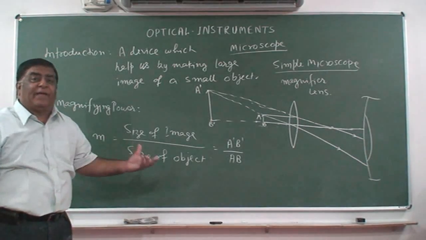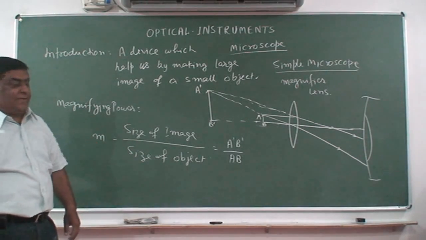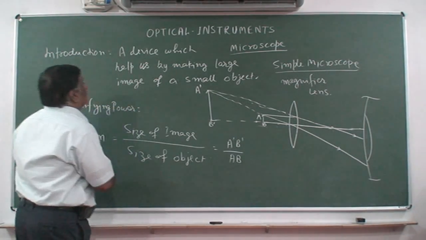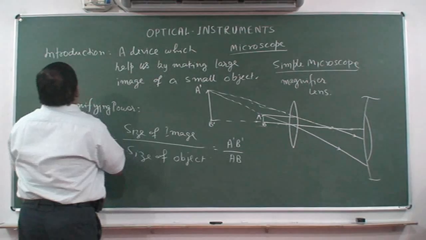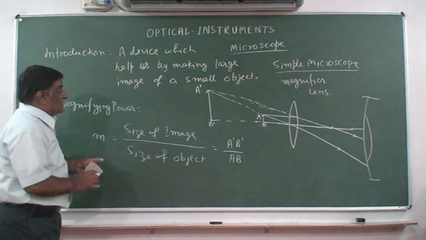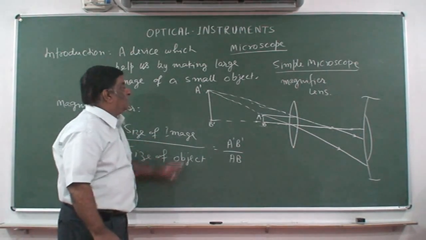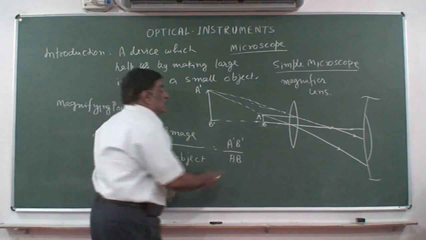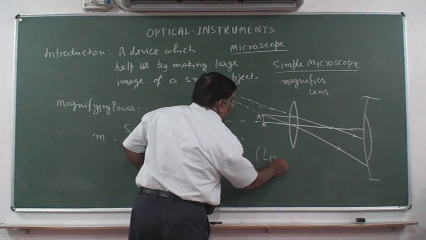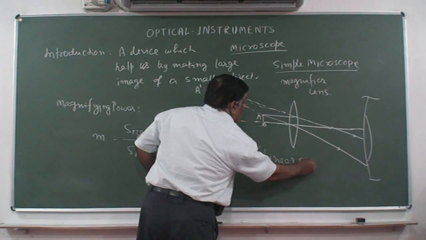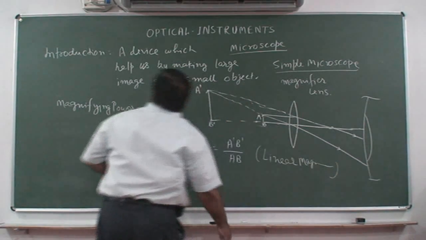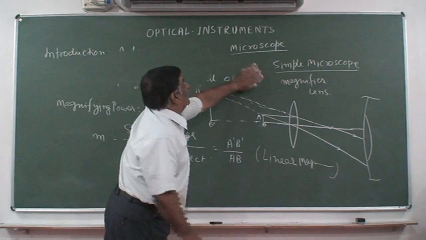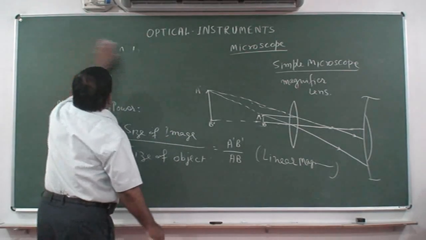Okay, there is another way of defining magnifying power. The other way of defining magnifying power is what we call angular magnification. This magnification, size of the image and size of the object, is taken as a line. So we can say that this is a linear magnification. Linear magnification.